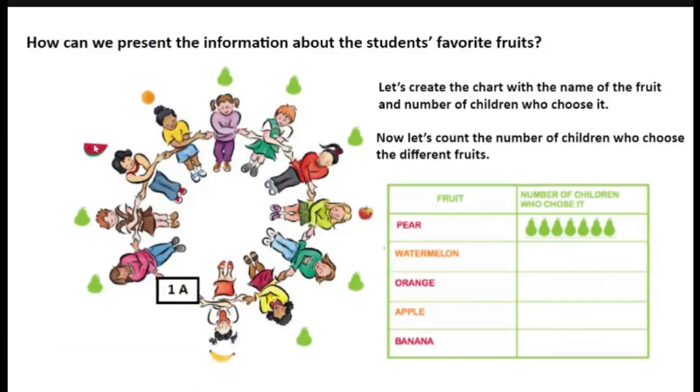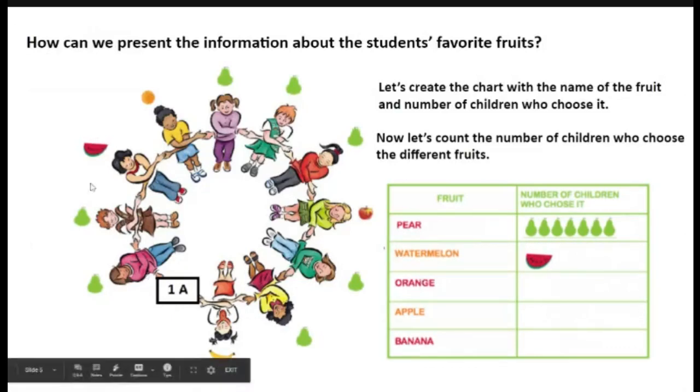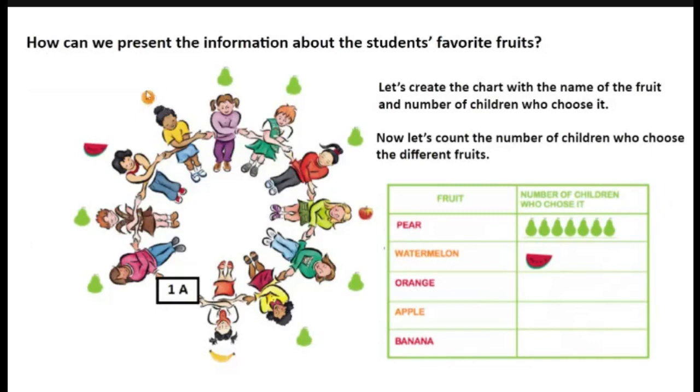Only 1 student likes watermelon. So let's draw 1 watermelon. Now, how many students like orange? Let's look. Let's count. Only 1 student likes orange. So let's draw 1 orange in this field.